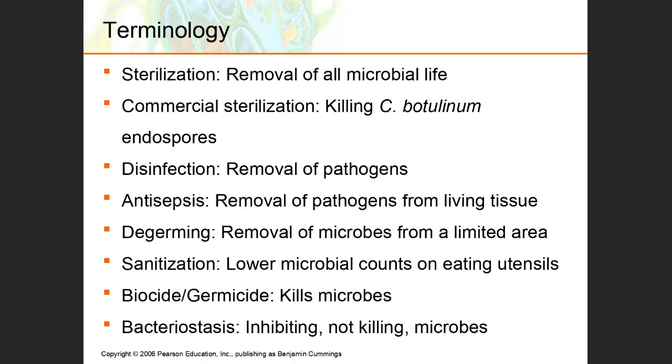We've already talked about cide or cidal, meaning to kill. So a biocide or germicide kills microorganisms. We talked about static or stasis, inhibiting growth and reproduction. So a bacteriostatic agent inhibits bacterial growth. A fungistatic agent inhibits fungi, and so on. But we're not killing them, we're simply stopping them from growing and reproducing.